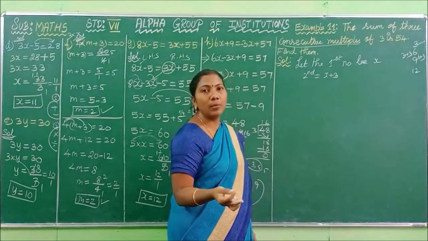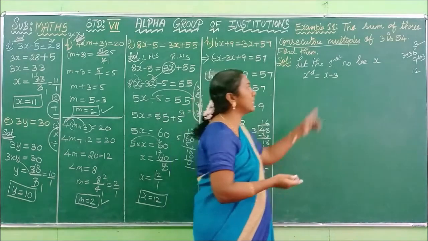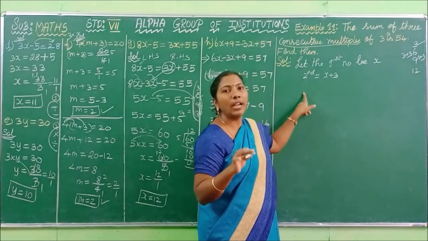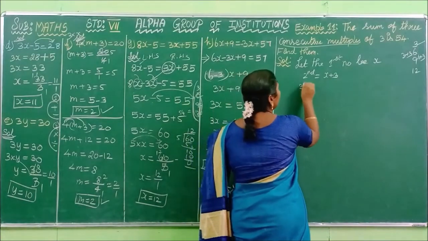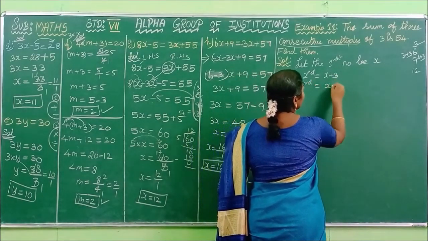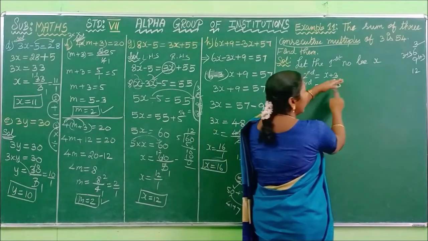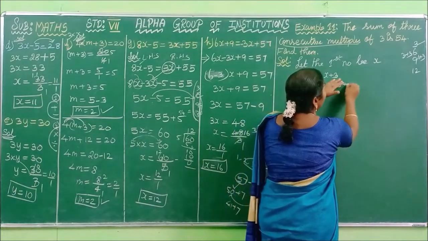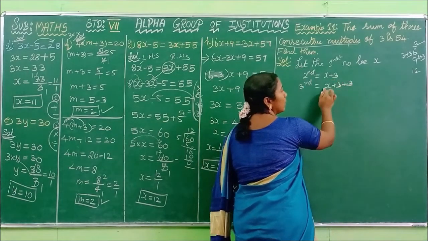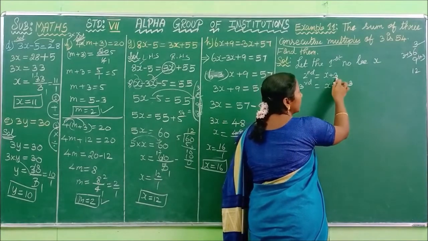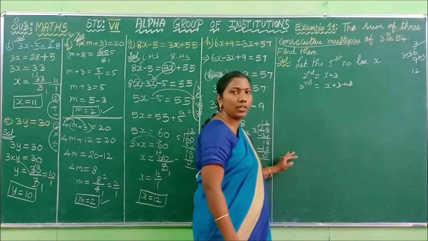What should be the third number? If you add 3 with the second number, you get the third number, because the 3 numbers are multiples of 3. You have to add 3 with the second number. Your second number is x plus 3. So add 3 with the second number. So our third number is x plus 3 plus 3. Second number is x plus 3. First number is x. Do you understand, children?